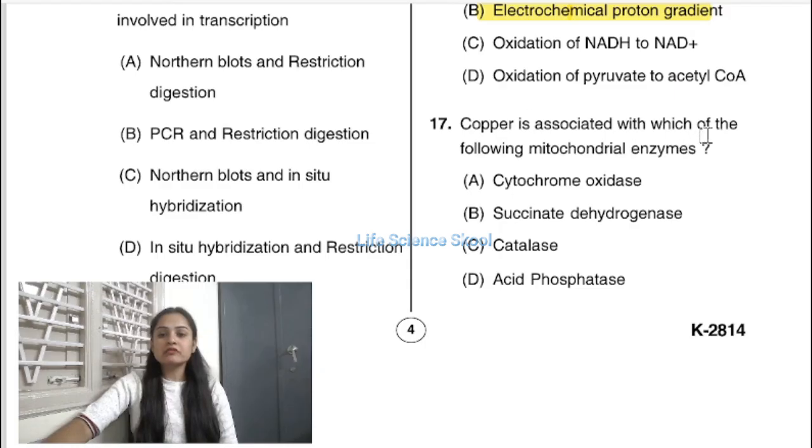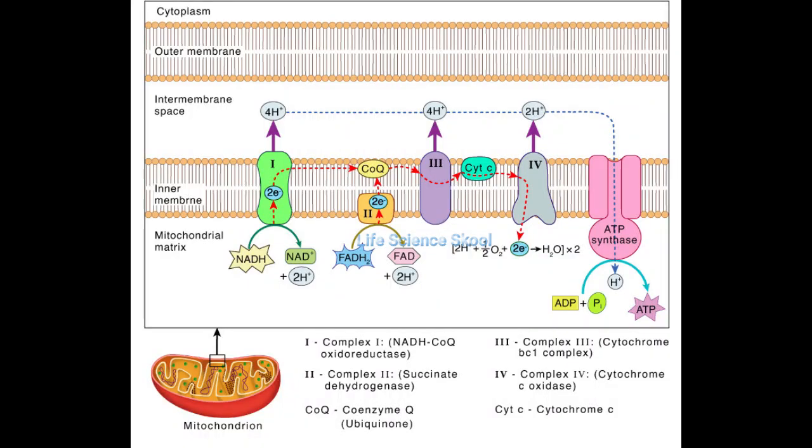Copper is associated with which of the following mitochondrial enzymes? Option A, cytochrome oxidase; option B, succinate dehydrogenase; option C, catalase; option D, acid phosphatase. As you can see in the electron transport chain, this is complex 1, complex 2, complex 3 and complex 4. Complex 1 is NADH oxidoreductase, complex 2 is succinate dehydrogenase, complex 3 is the cytochrome BC1 complex, and complex 4 is cytochrome C oxidase.